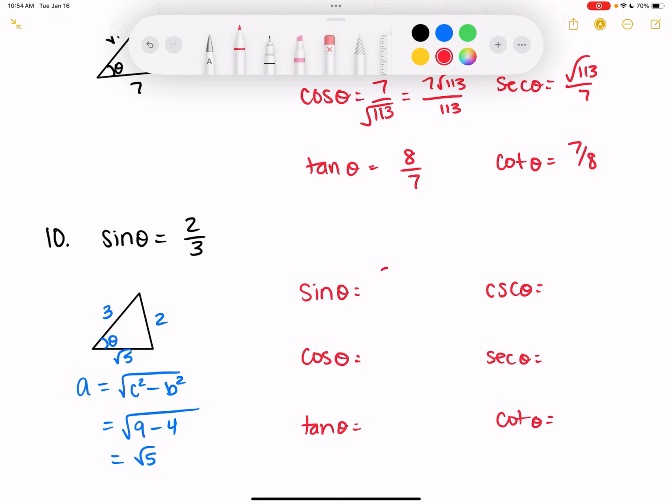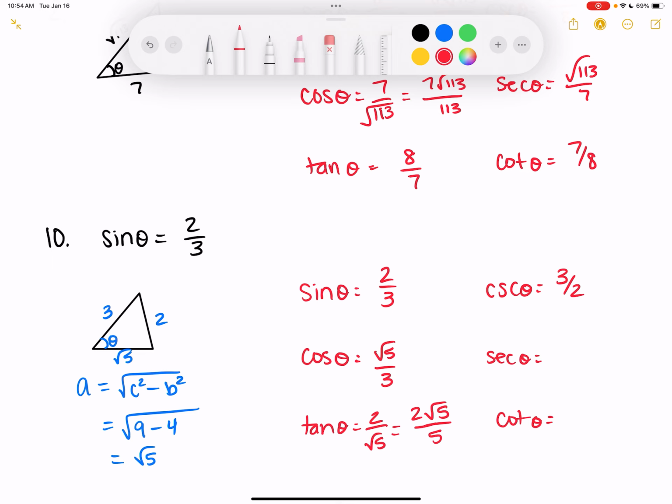So sine was given to me as 2 over 3. What would cosine be? Square root of 5 over 3. And tangent theta? 2 over square root of 5. And 2 square root of 5 over 5. Yep. So then cosecant, flip sine, so 3 over 2.